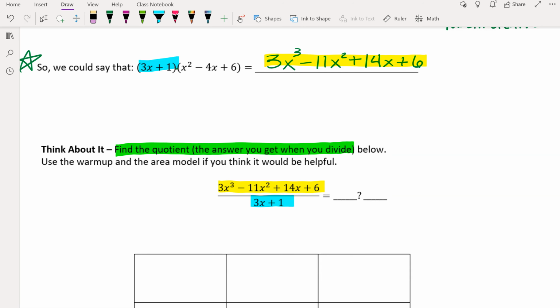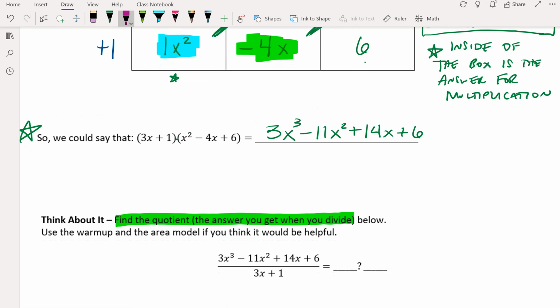Okay, so here's what we're going to do. We are trying to find the answer to this division problem. So let's go back to what we did in the warm-up. What if I was trying to make it look like this? What if I was just trying to make the 3x plus 1 go in the denominator, like it is over here? I would do what operation? Tell me what operation I could do on this to make the 3x plus 1 end up in the denominator like I have it over here. Go.